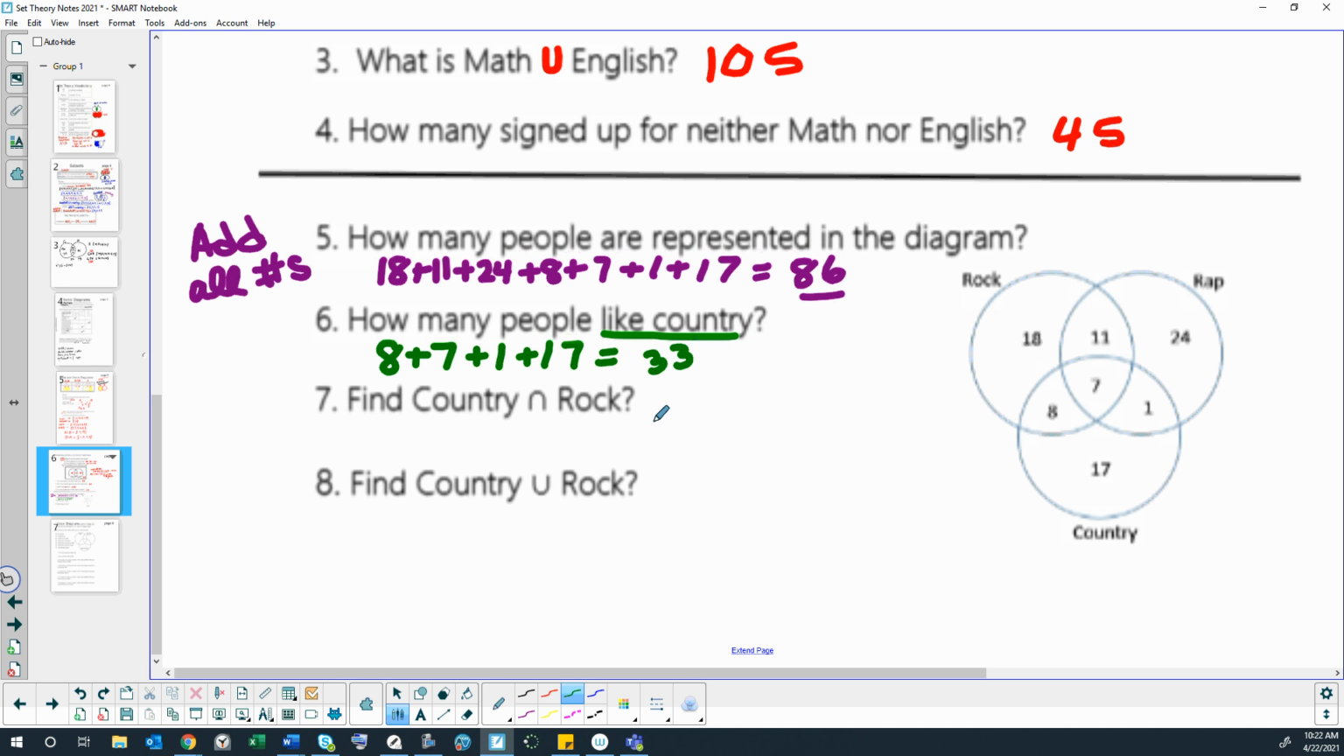I don't know why they would like country, because that's a little crazy in my opinion. Just kidding.